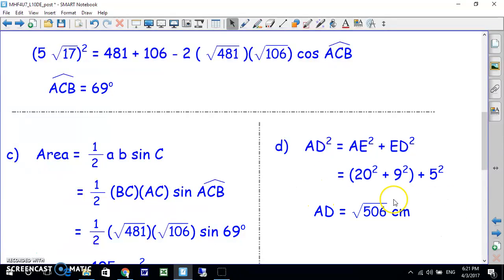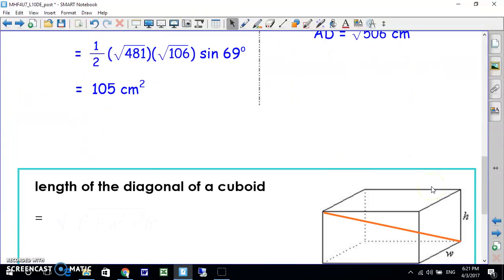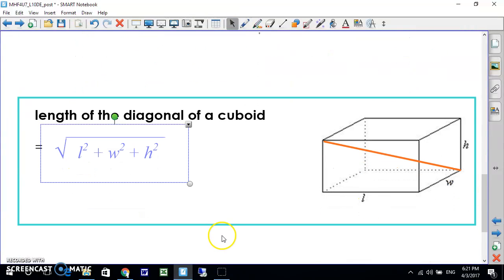In this part of the example, we have demonstrated that in order to find the length of the diagonal of a cuboid, all you need are the three sides of the cuboid itself. You square the length, square the width, square the height, and then take the square root. That will give you the length of the diagonal of the cuboid.